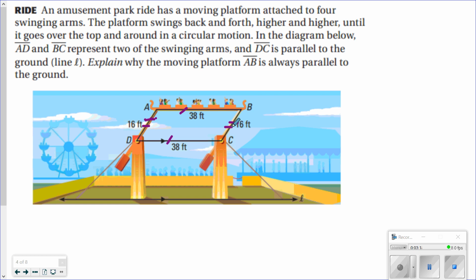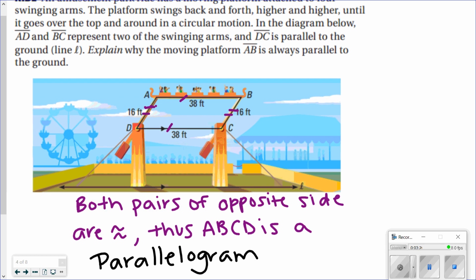So I'm going to write that out. So once again, since both pairs of opposite sides are congruent, that means that ABCD is a parallelogram. So since this is a parallelogram, we know that AB is parallel to DC. Well, we also know that DC is parallel to line L. That means that AB is also parallel to line L.